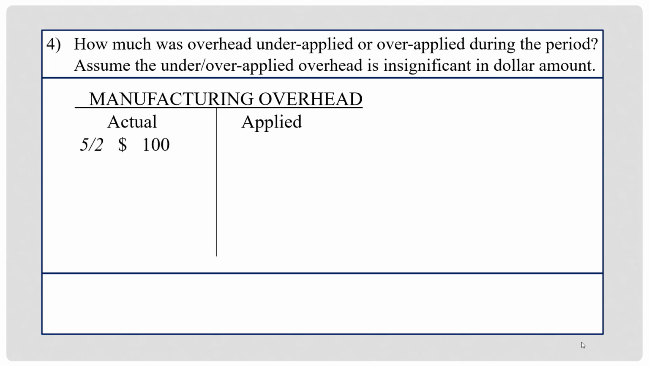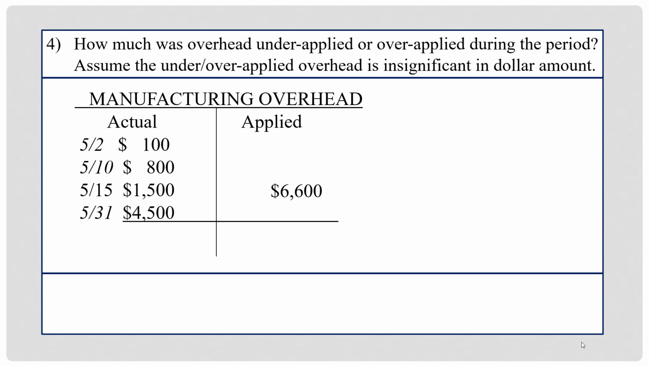If you go back through your journal entries, you'll find that you have a debit to overhead on May 2nd, $100. May 10th, $800 for the factory rent. Factory supervisor's salary on May 15th. We applied overhead of $6,600 on May 15th. And on May 31st, we debited overhead for depreciation, insurance, and utilities on the factory for $4,500. These are our transactions for the month of May.